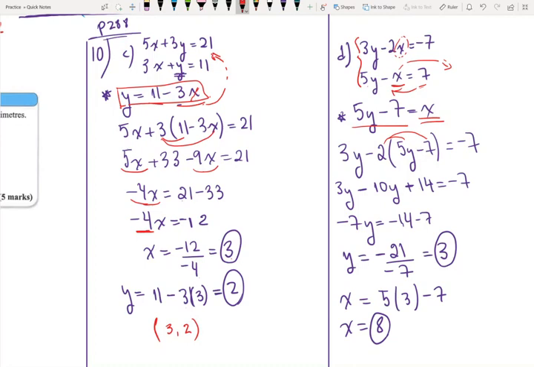equals minus 7. Y on one side and the numbers on the other, you collect like terms, it's minus 7y, which is equal to minus 14 minus 7. So y is equal to minus 21 over minus 7, which is equal to 3. Then we take the value of 3 and replace it in this equation so that we find the value of x. So 5 times 3 is 15 minus 7 equals 8. So this is the value for x. So the solution for this system is x equals 8 and y equals 3.